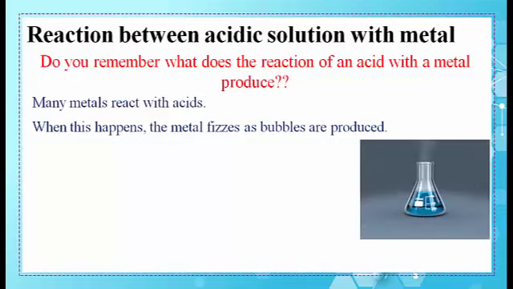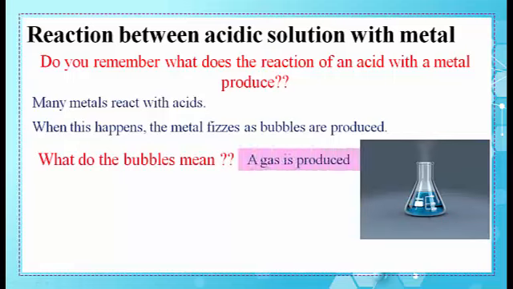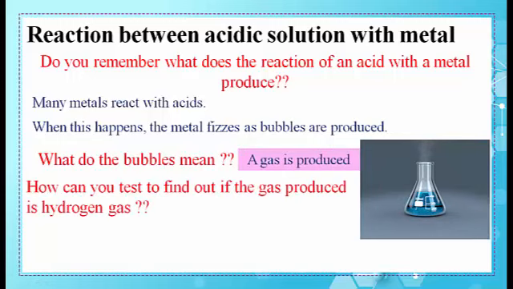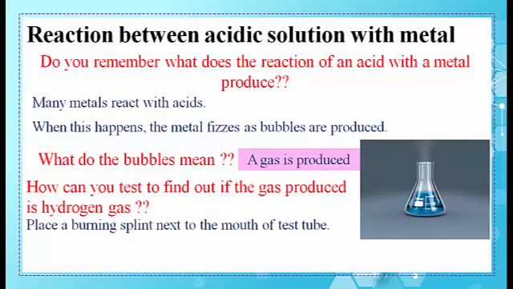Some bubbles are produced during the reaction between an acid and a metal. Look at the figure. You can see here that some bubbles are being produced during the reaction between a metal and an acid. What do bubbles mean? These bubbles mean that a gas is being produced. Now, how can you test to find out if the gas produced is hydrogen gas? It is easy. We can place a burning splint next to the mouth of the test tube.